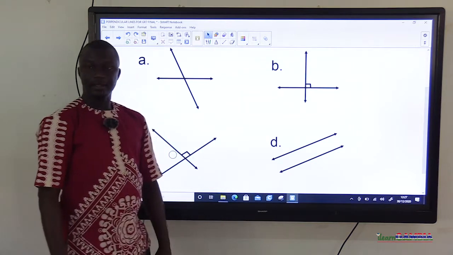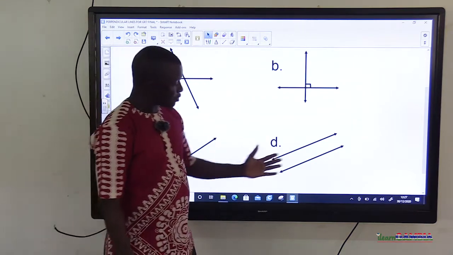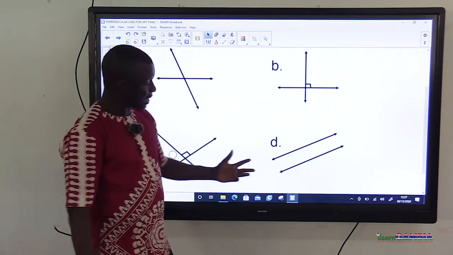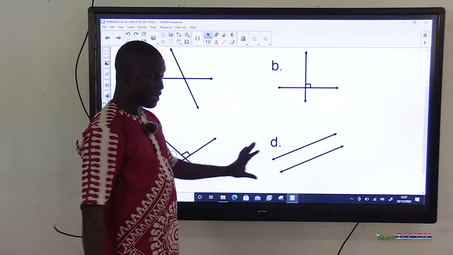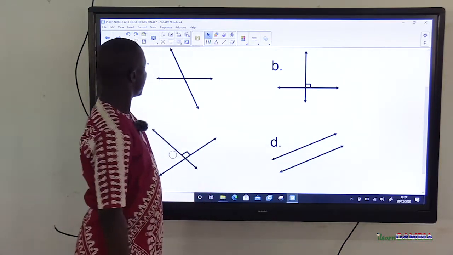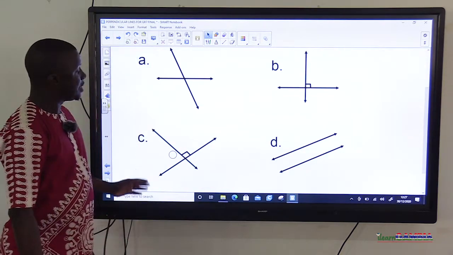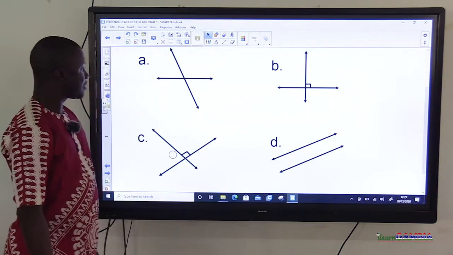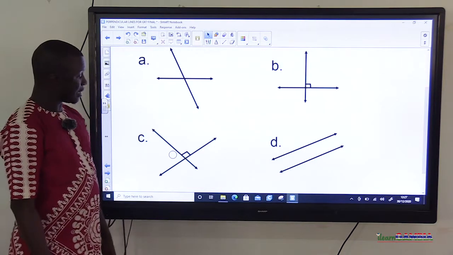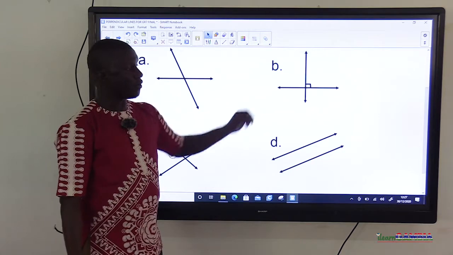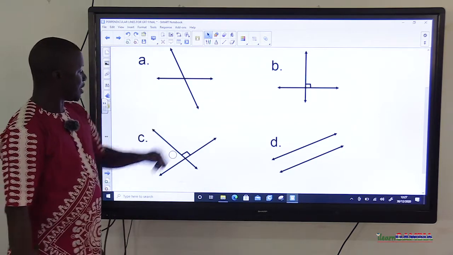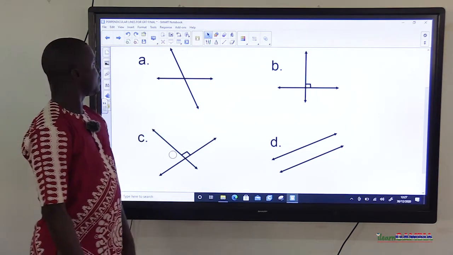But look at D, all we can see is two parallel lines. These two lines can travel side by side and they shall never meet. So we can say B and C are perpendicular lines. They are examples of two lines that meet at a right angle, therefore perpendicular to each other. In C also, the two lines are perpendicular to each other.